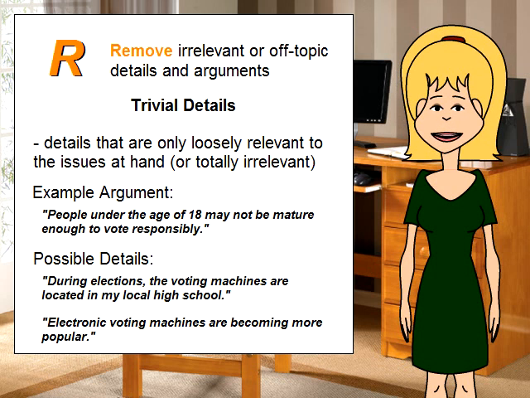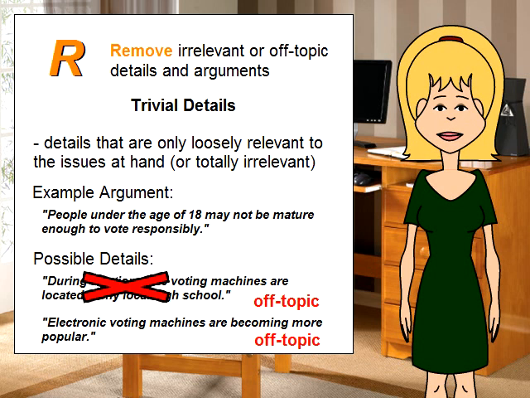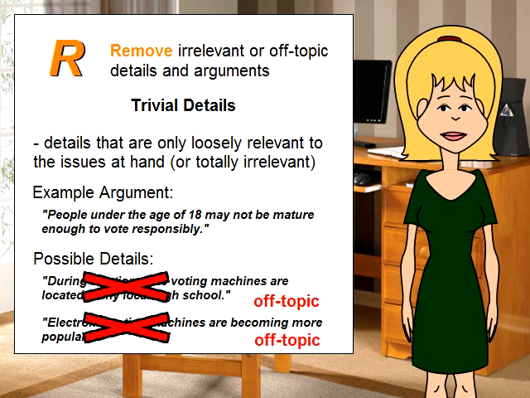In this case, both of the examples are off topic. The first example only talks about the location of voting machines, the second one talks about the popularity of certain machines. Neither sentence is relevant to the argument. Both of them need to be cut.